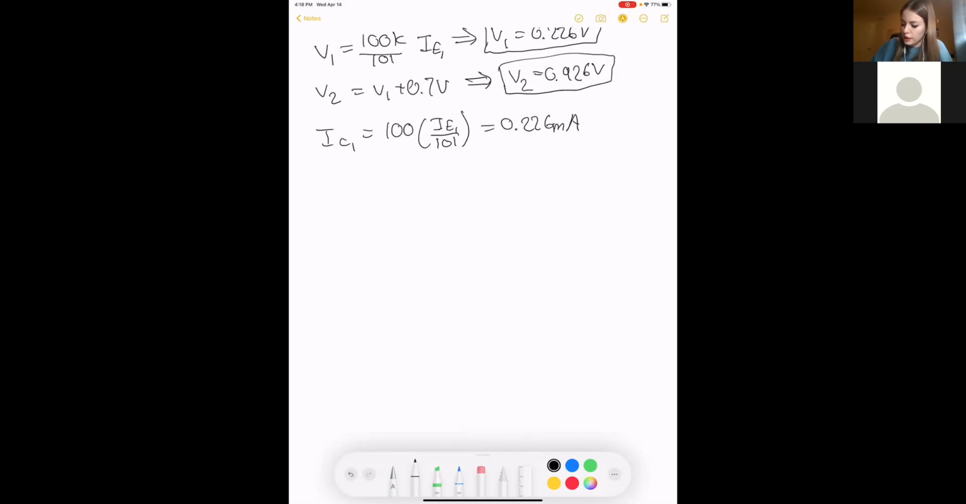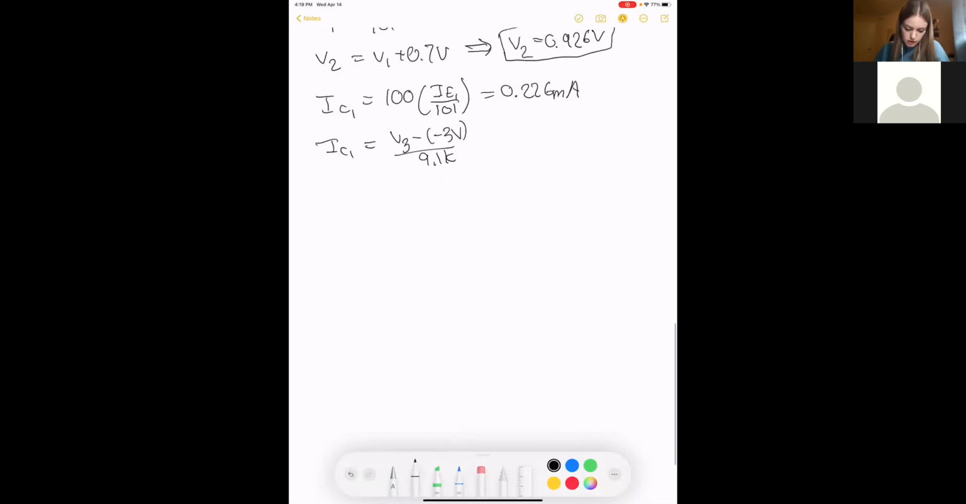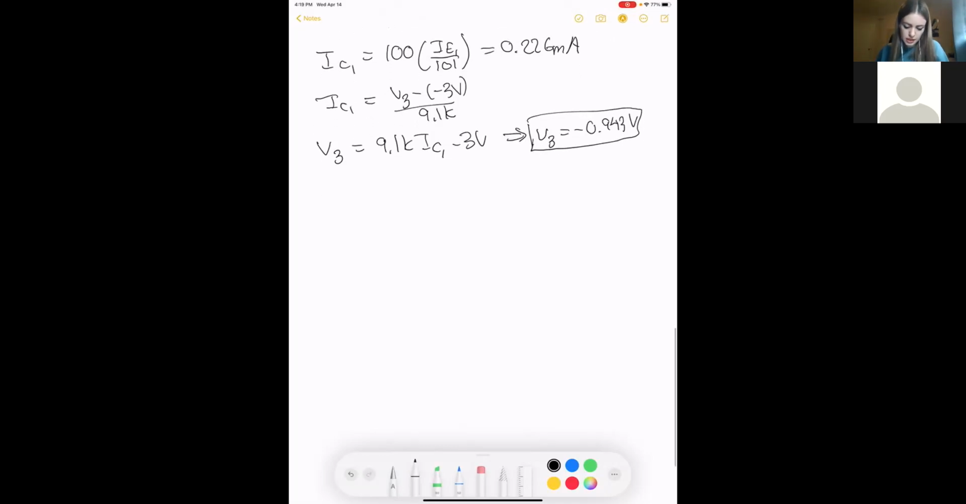All right, and then another equation for IC1 that we can write so that we can find V3 is V3 minus negative 3 volts divided by 9.1K. And isolating, we get that V3 is equal to 9.1K IC1 minus 3 volts, and so we get that V3 is equal to negative 0.943 volts. Okay, that makes sense.